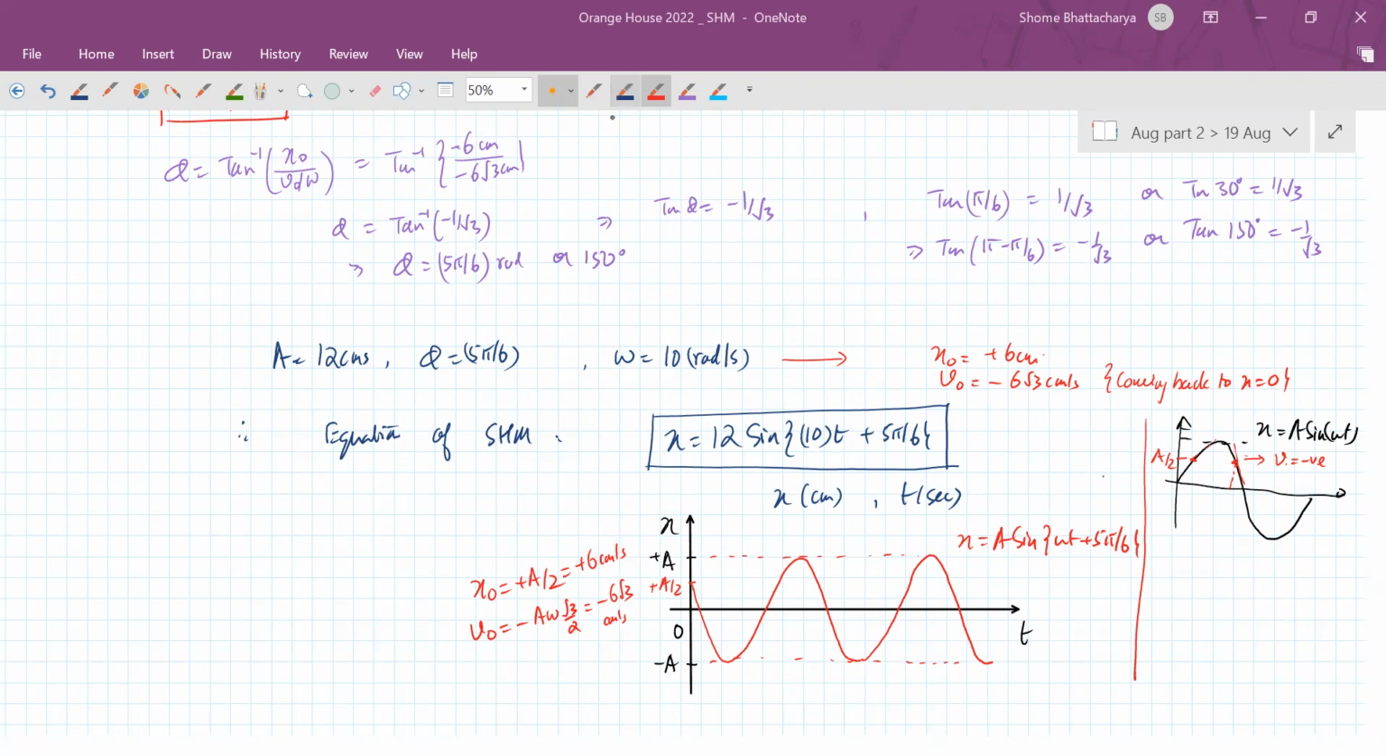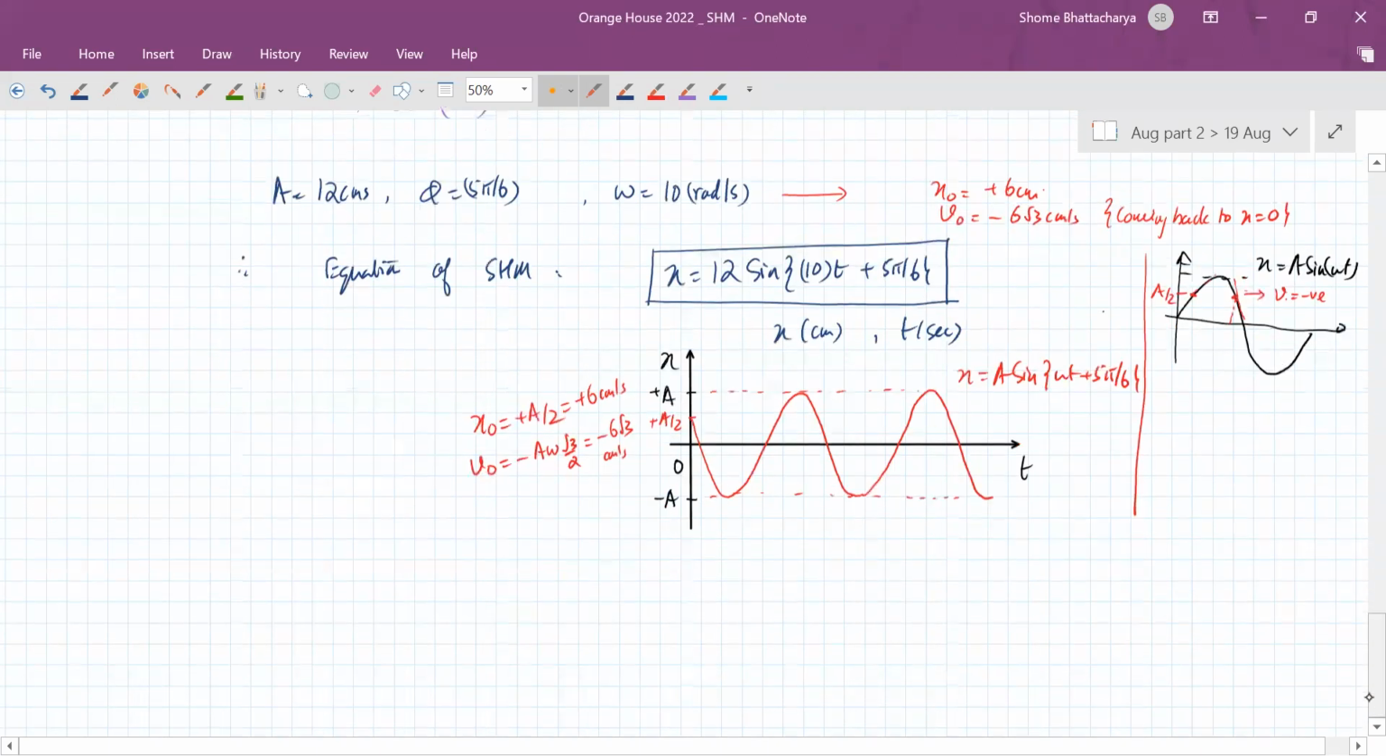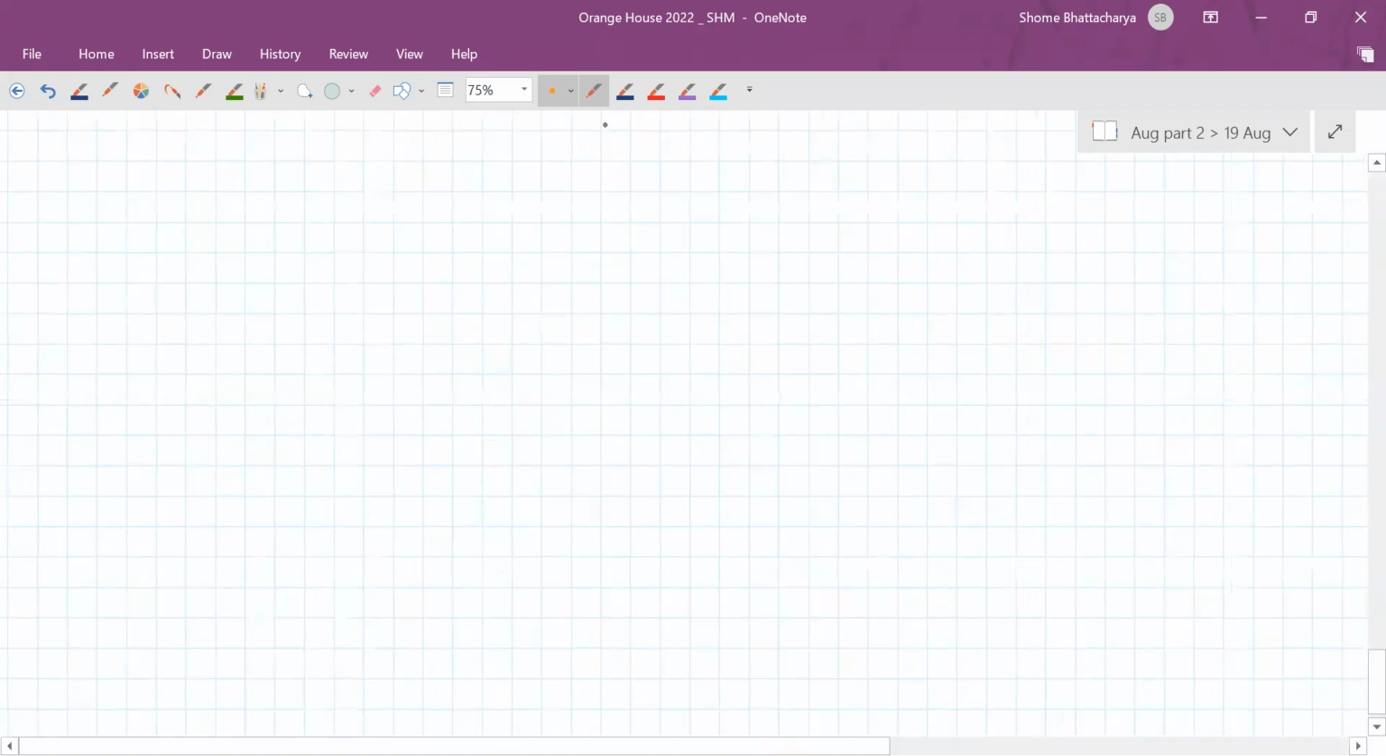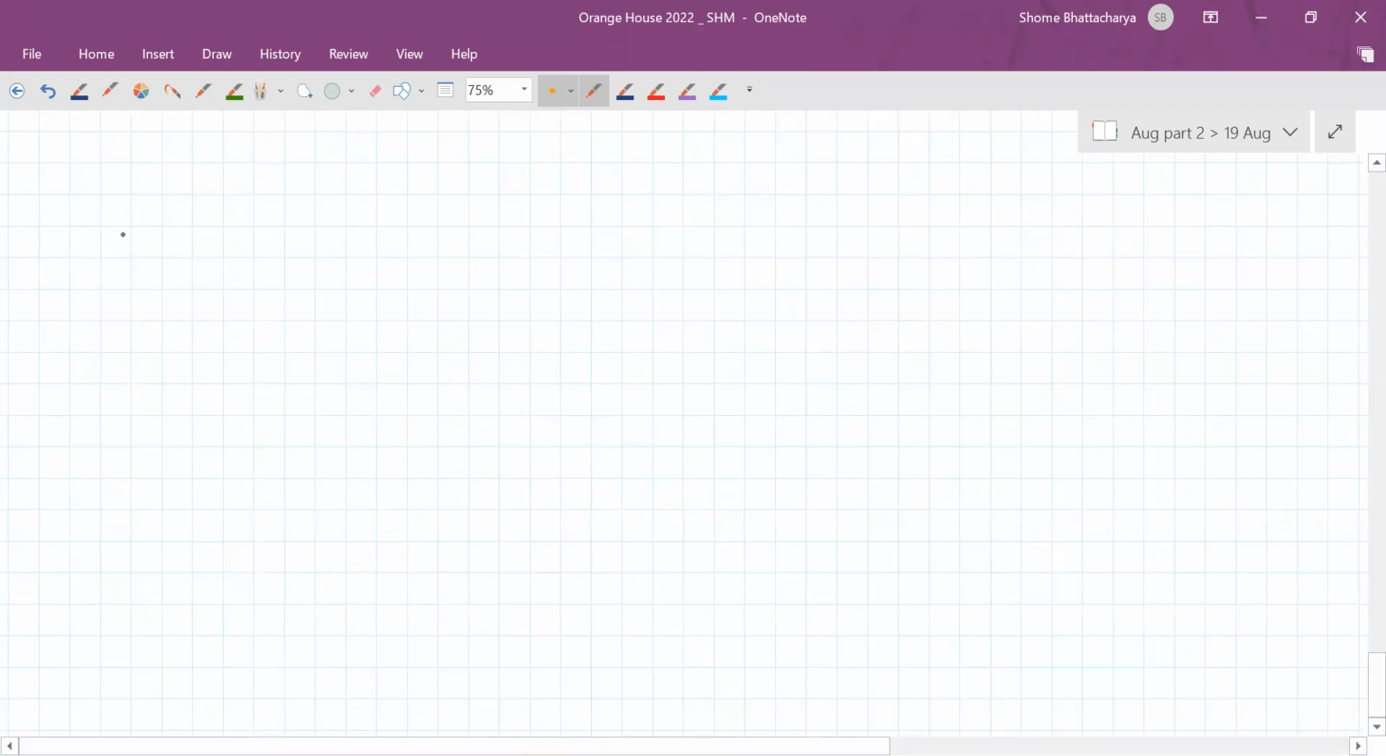So this type of question is called a question involving kinematics of SHM, because we are dealing with things like velocity, displacement, things like this. Okay. So anyhow, let's look at another example.